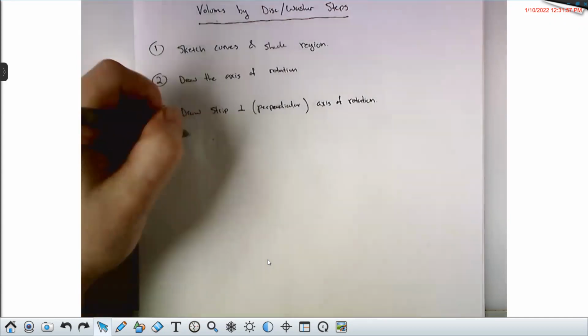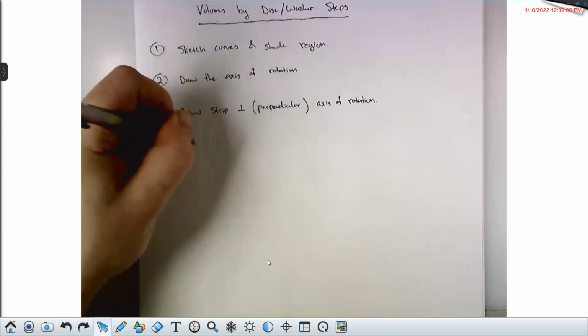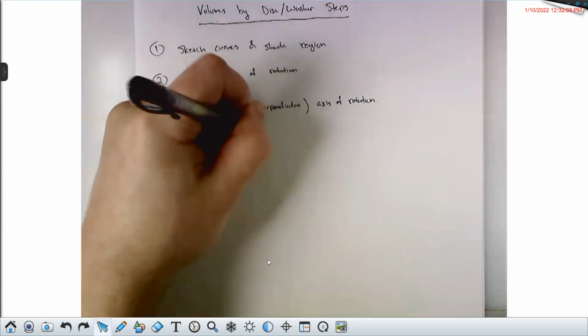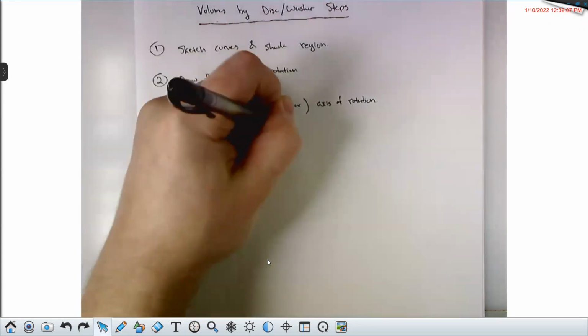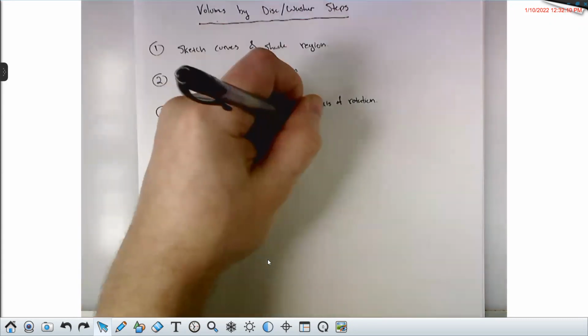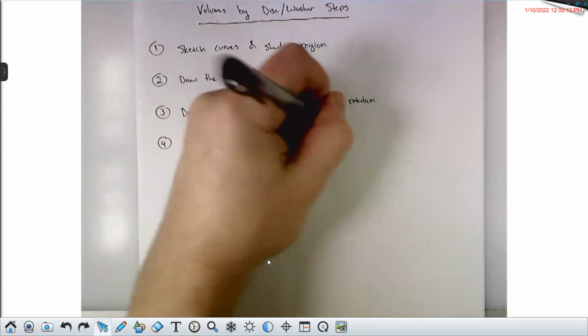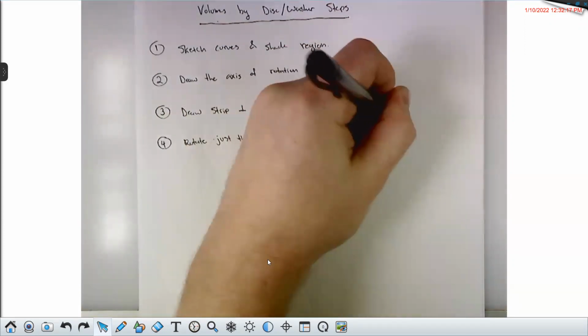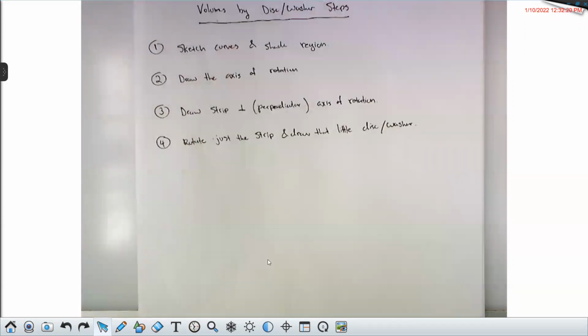Step 4. Rotate just the strip, and draw that little solid. It'll either be a disc or a washer, depending on whether there is or is not a gap. If there is a gap between your strip and the axis of rotation, as we've seen, you'll get a washer. If the strip extends all the way down to the axis of rotation, then you'll get a disc.